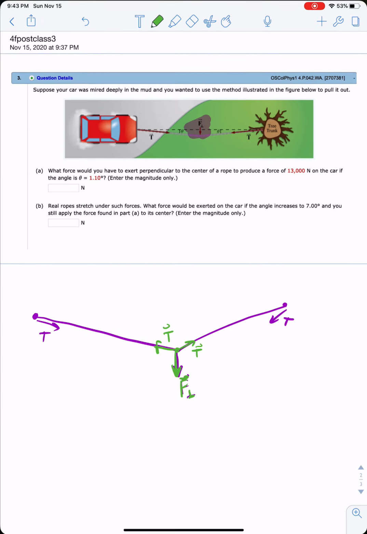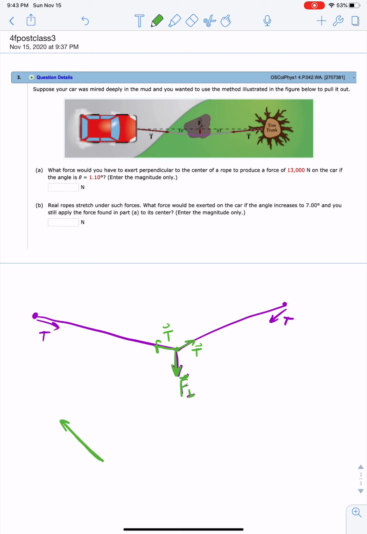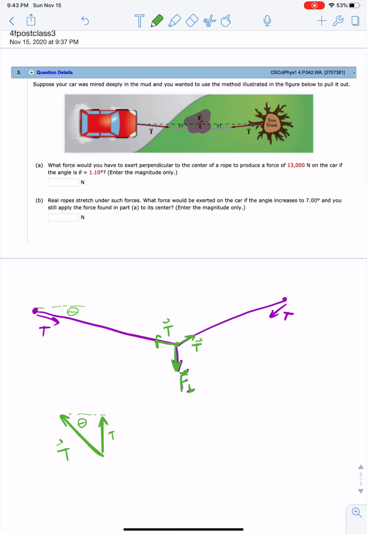Now, if I draw just one of my T's, one of my tension forces, it's got two components. So if this is my angle theta, that means this is my angle theta here. And this y component of that force is going to be T sine theta. And this x component of that force is going to be T cos theta.